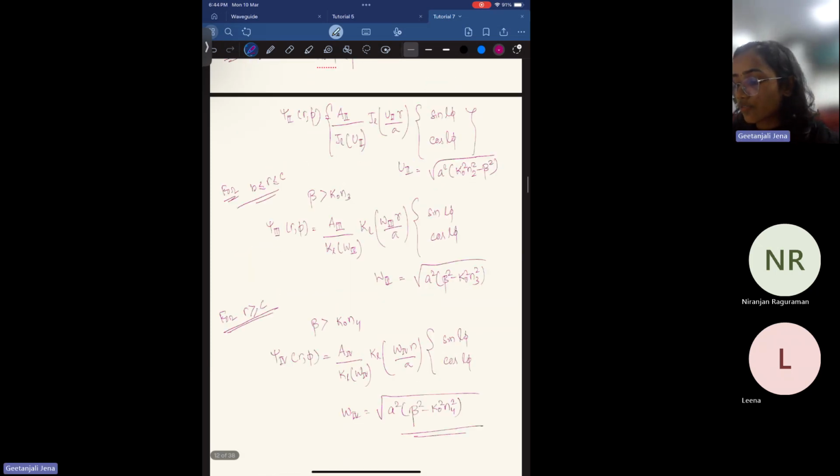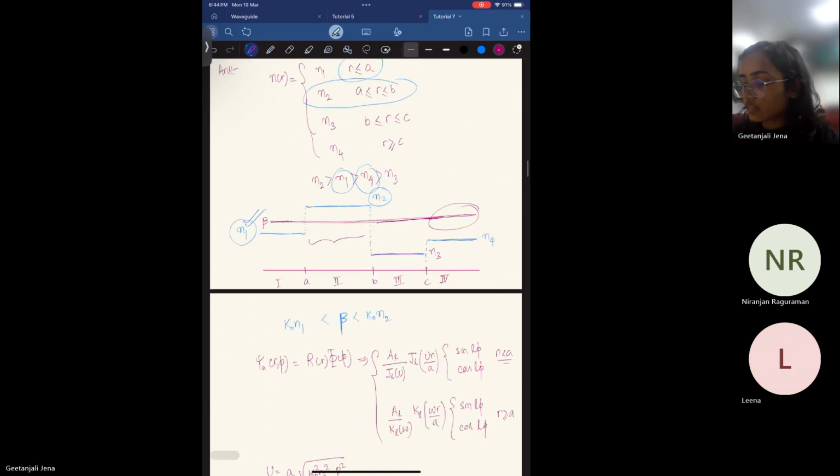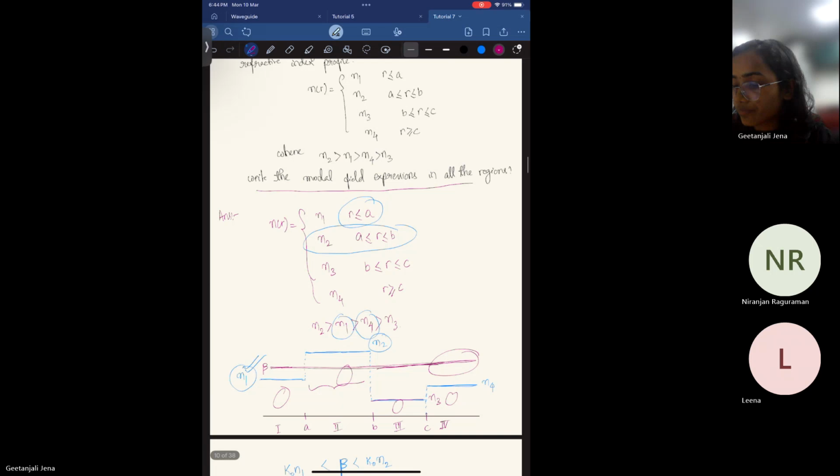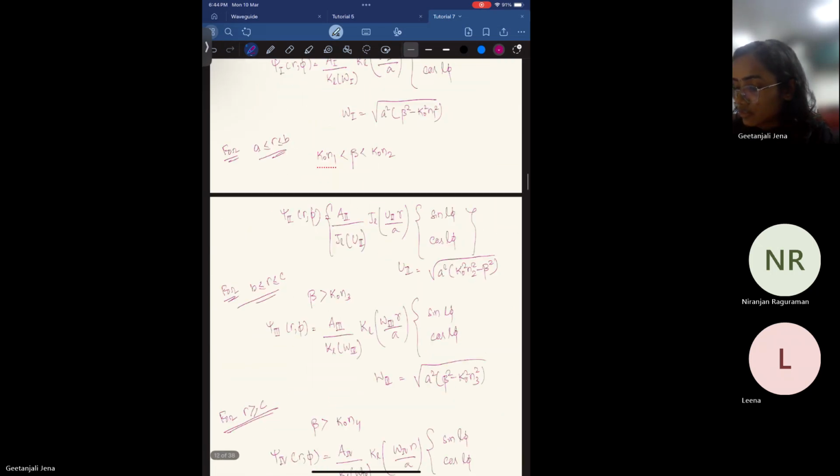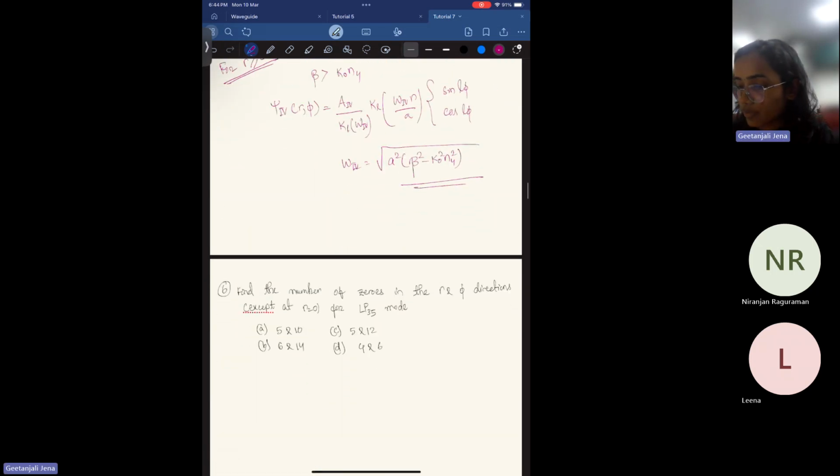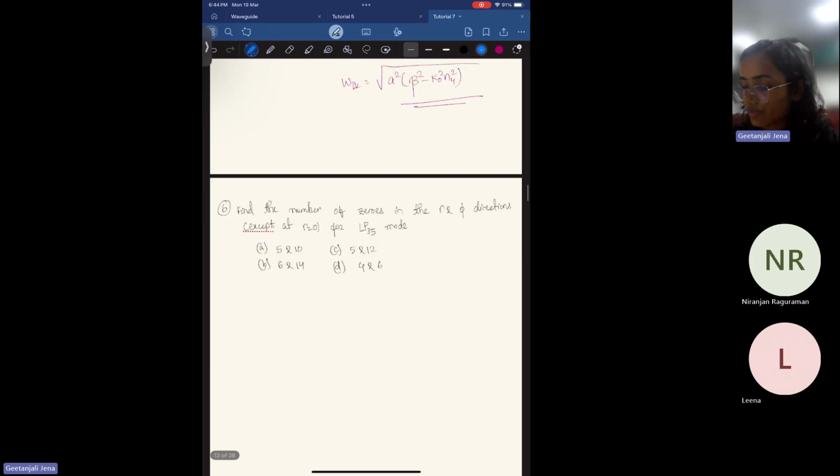So if this kind of profile is given in the question, you can easily find out the solution in different regions. By using the boundary conditions, you can calculate the constant values A1, A2, A3, and A4. Just equate the field and the derivative of the field at the boundary. Okay, so I think this problem is clear to you. If not, feel free to ask me anytime. Okay, so let us move to our next problem.